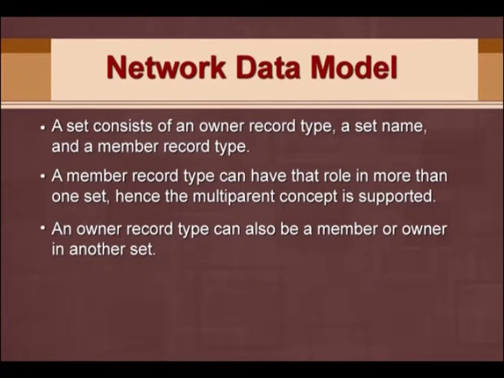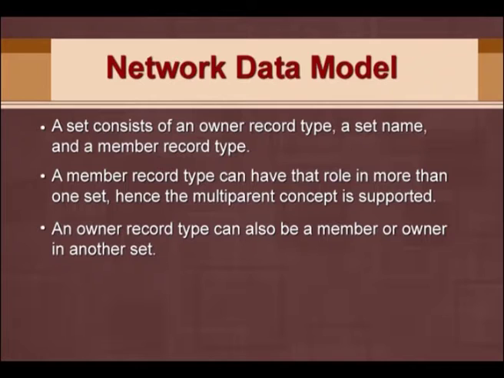The basic data modeling construct in the network model is the set construct. The set consists of an owner record type, a set name and a member record type. So, these three things are available in each and every set. A member record type can have that role in more than one set, hence the multiple parent concept is supported. So, one or more for the member record type. An owner record type can also be a member or owner in another set.